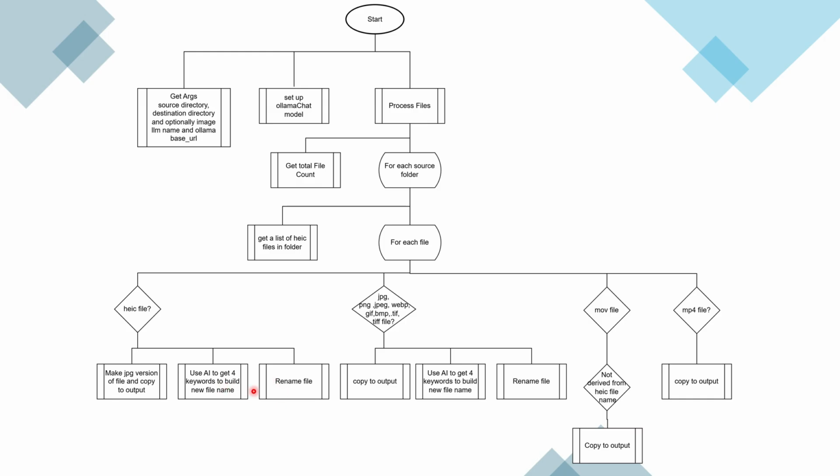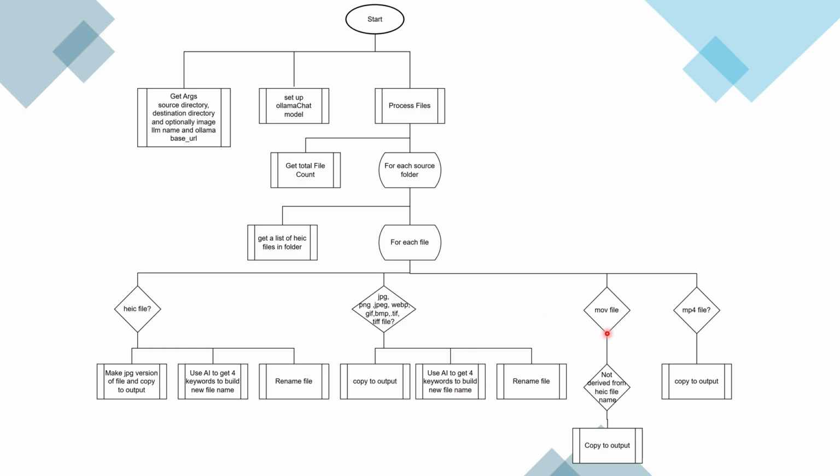Next thing I do is these two processes here. So I'll use AI, so I'll be using Langchain again, passing in the image and getting a list of 4 keywords, and I'll be using that to build a file name, and then I'll rename the output file based on that new name. I do a similar thing for all the standard image files, other types of image files, but in this case I just have to copy it to the output, get the 4 keywords, and then rename the file.